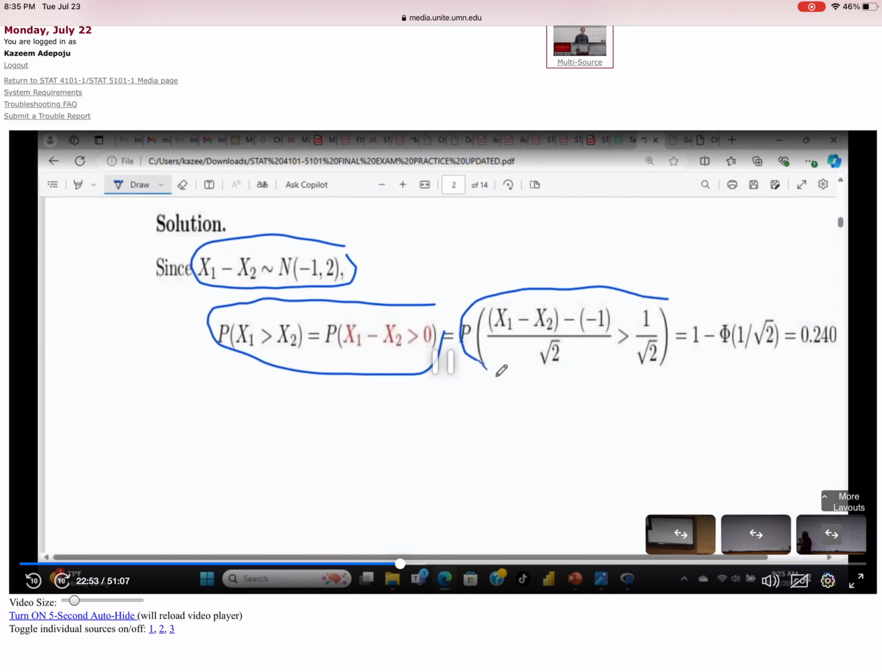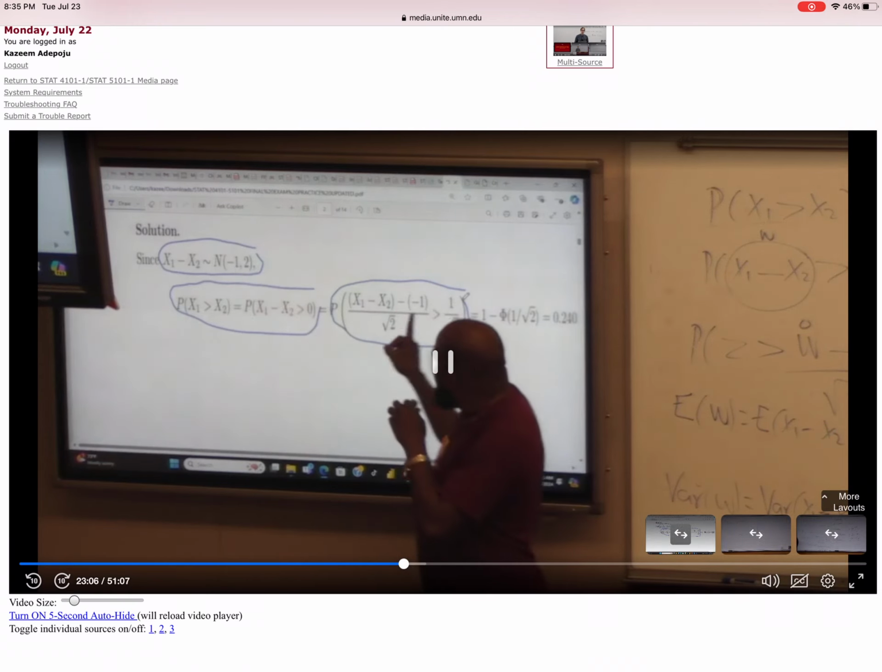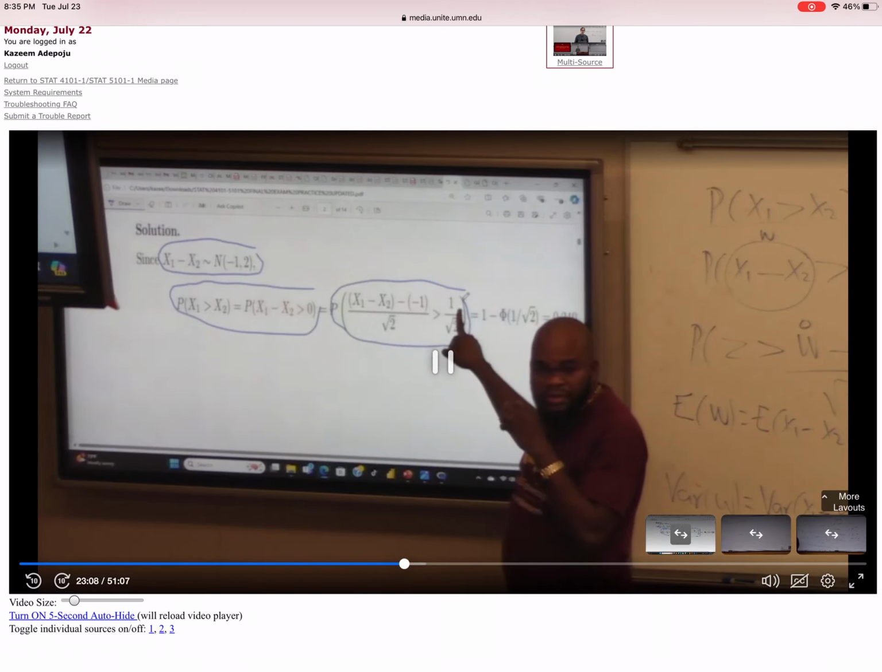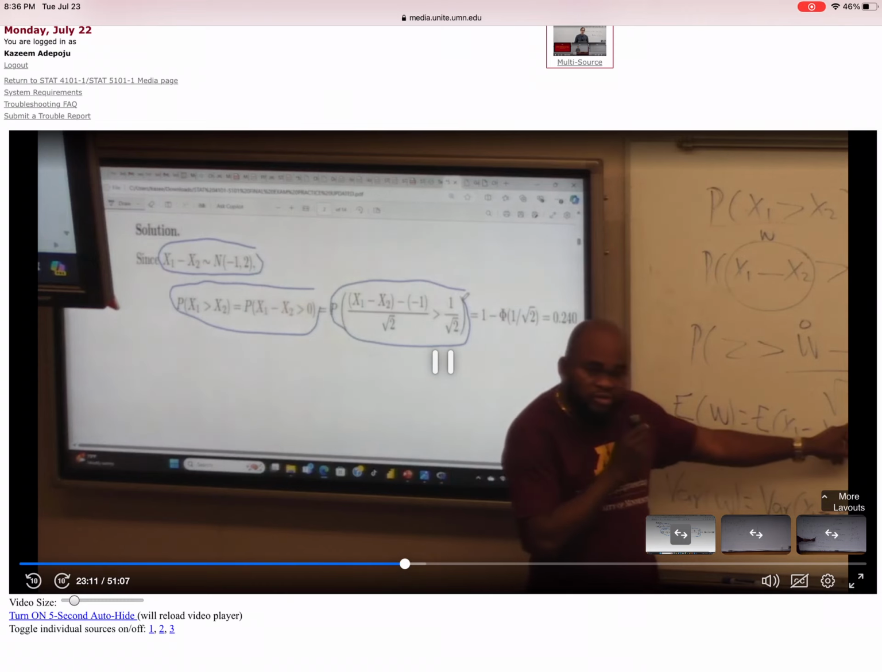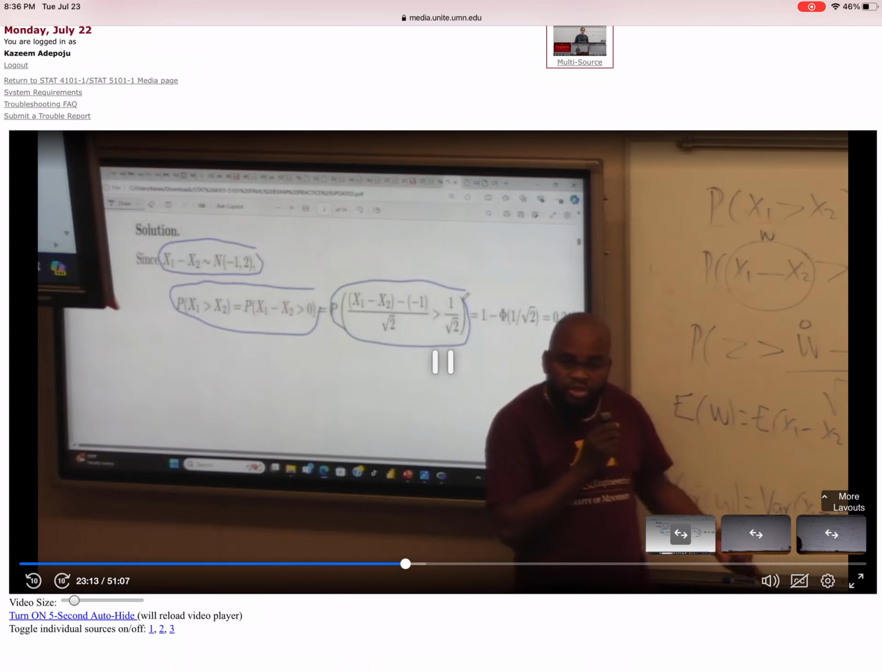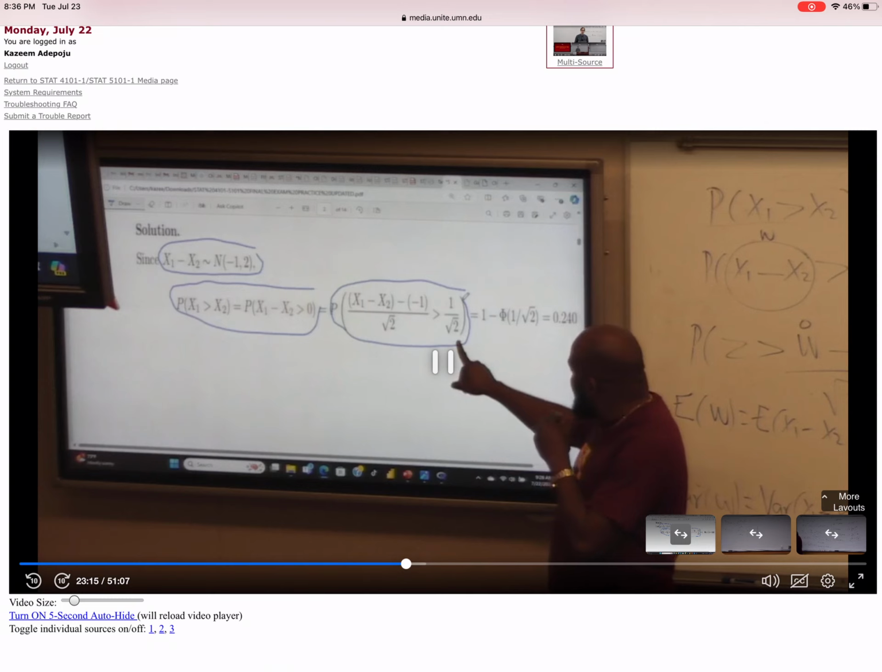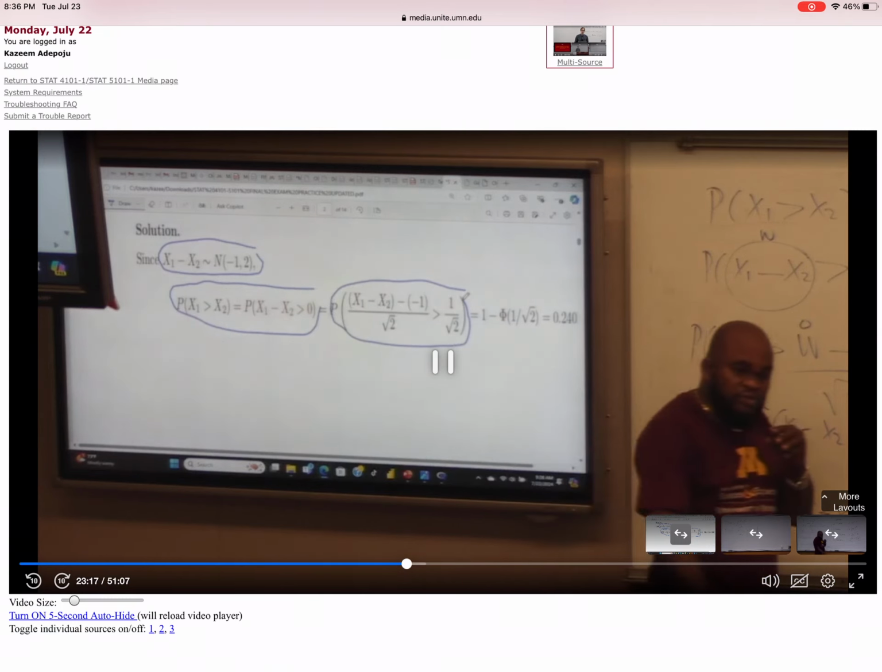Okay. Now, x1 minus x2, that will be 0. The top is 0 here. So this is going to be 0, minus the mean. That's why you see this one, then it's going to be 1. Then I said the square root of the variance. The variance was 2. That would be square root of 2. Now, this is what I got, 1 over the square root of 2.